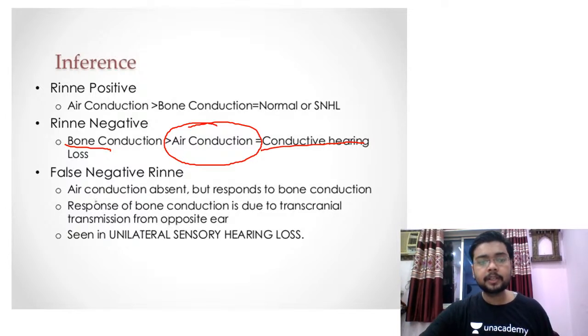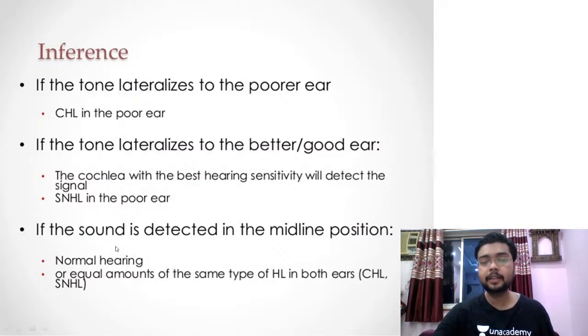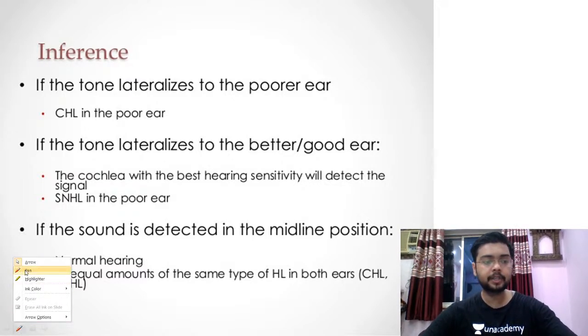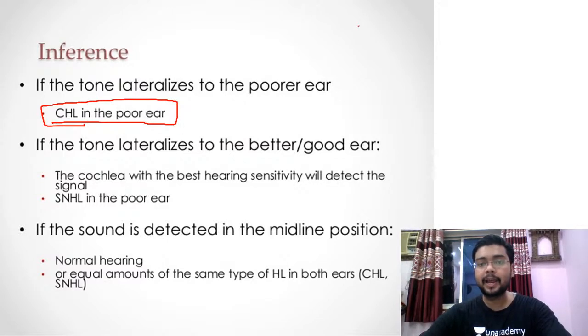Now the question they can ask is when you get a false negative Rinne's. So you can say that in unilateral severe sensorineural hearing loss you will get a false negative Rinne's, right? Weber also, you know the interpretation: in conductive hearing loss it is lateralized to the poorer ear, and in sensorineural hearing loss it is lateralized to the better ear.